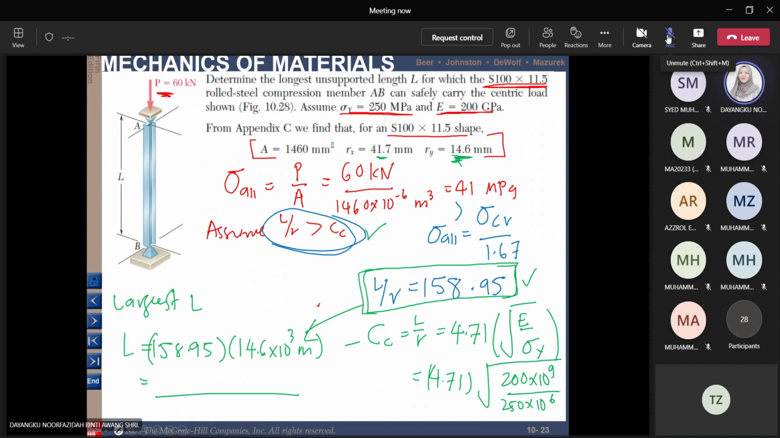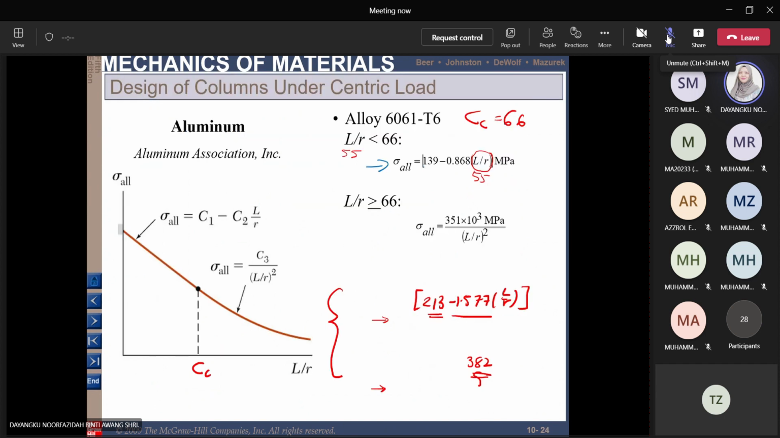Alright, so basically that is how you will be designing a column, in which you have to go back and forth between these calculations. You need to make an assumption about whether your L over R is bigger or smaller than the critical L over R, which is the CC. So you need to find that. If the L over R that we calculated is smaller than CC, then you need to change, and you cannot use the value of this part here.